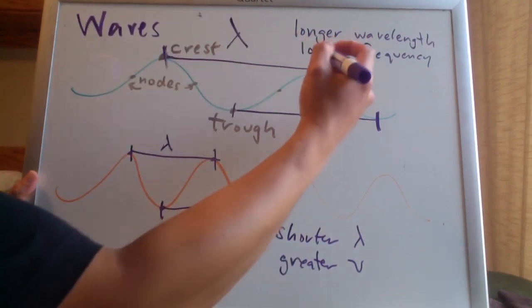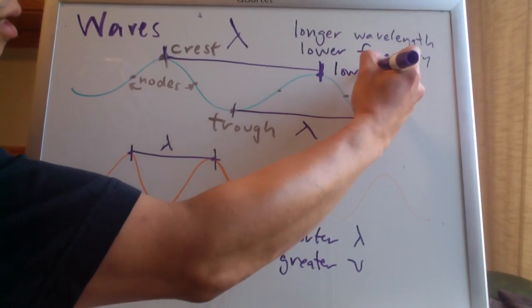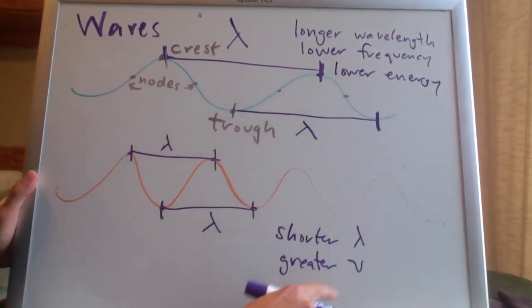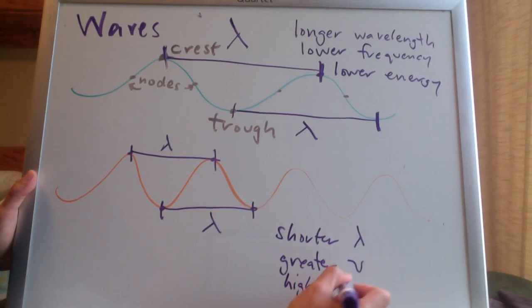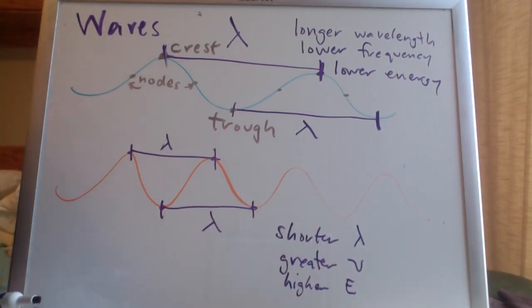All right. And then the last thing is, since there's a lower frequency, comparing the two drawings, this would have a lower energy than this one. So this would have a higher amount of relative energy. And now let's take a look at some equations to help us figure out the relationship.